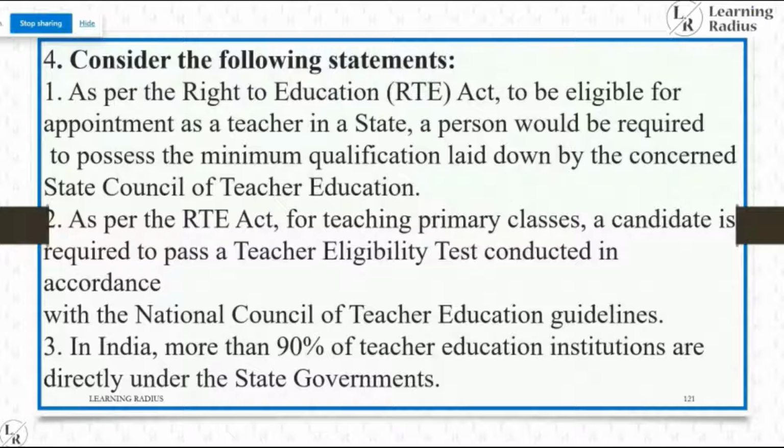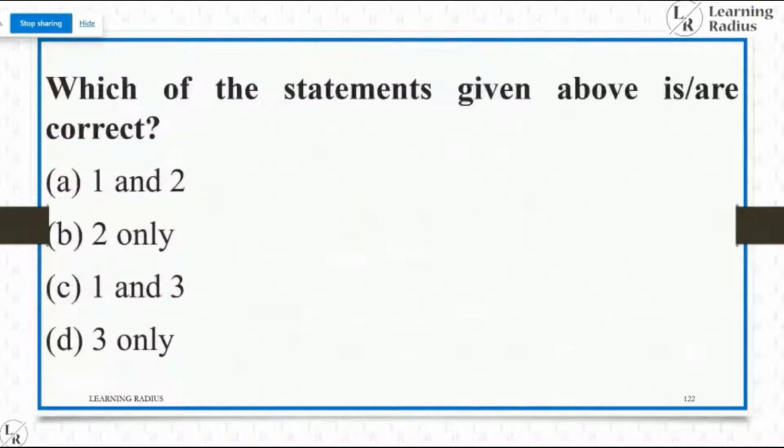As per the Right to Education Act, to be eligible for appointment as a teacher in a state, a person would be required to possess the minimum qualification laid by the concerned State Council of Teacher Education. That statement is wrong. As per the RT Act, for teaching primary classes, a candidate is required to pass a teacher eligibility test conducted in accordance with the National Council of Teacher Education guidelines. That is right. In India, more than 90% of teacher education institutions are directly under the state government is absolutely wrong. So the first and third statements are wrong and the second statement is right. So the answer is 2 only.